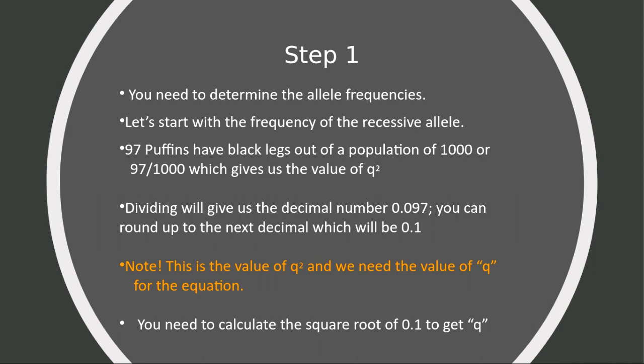Dividing this will give us a decimal, which is 0.097, and we can round this up just for ease of multiplication to 0.1. Now this is the value of q squared, and we need to know the value of q for the equation. So to calculate that, to get to q, we need to calculate the square root of 0.1. So that's what we have to do next.